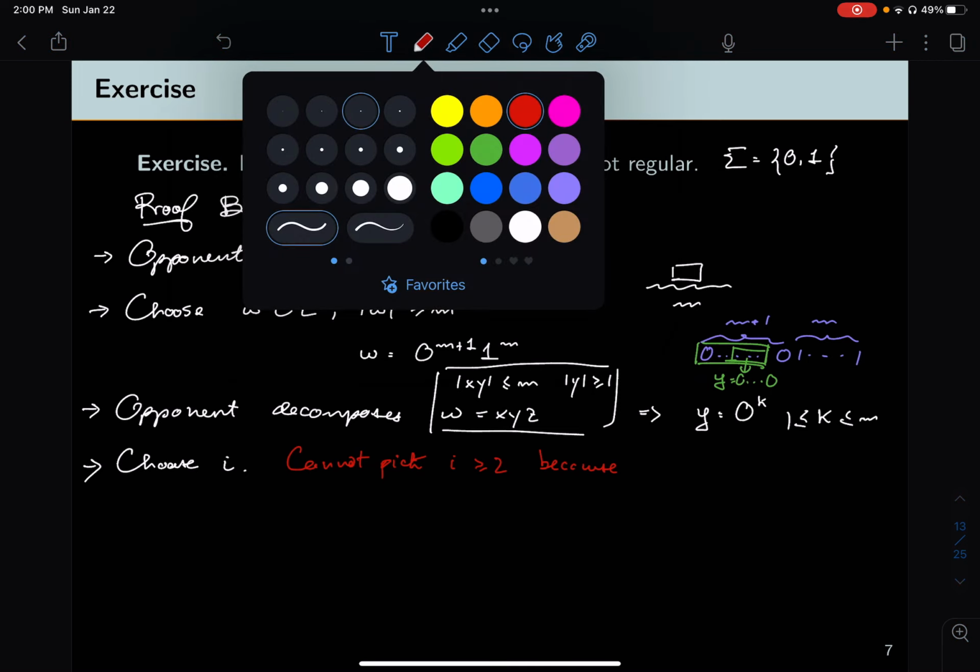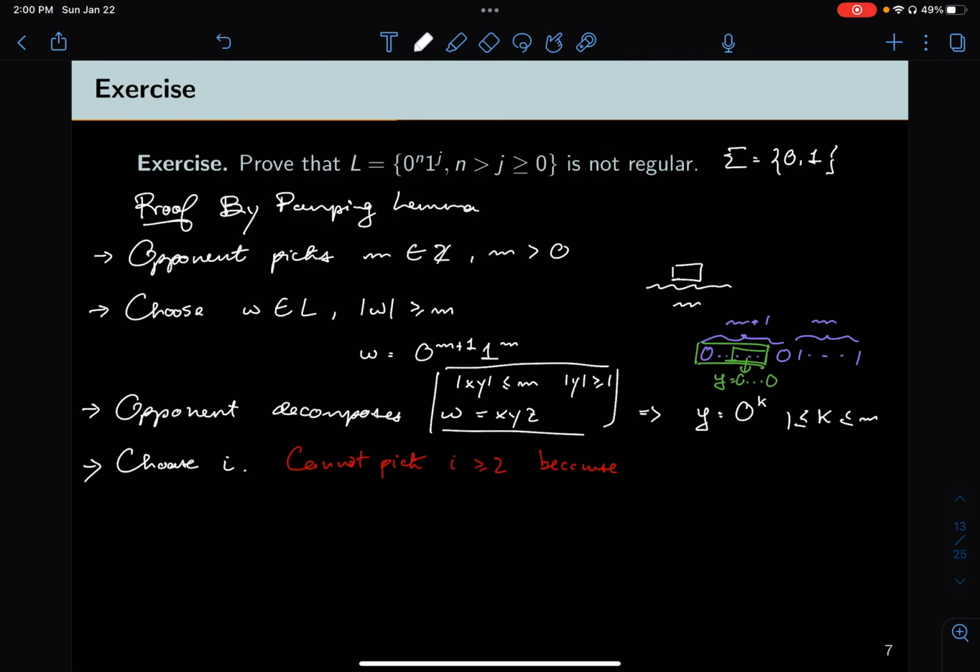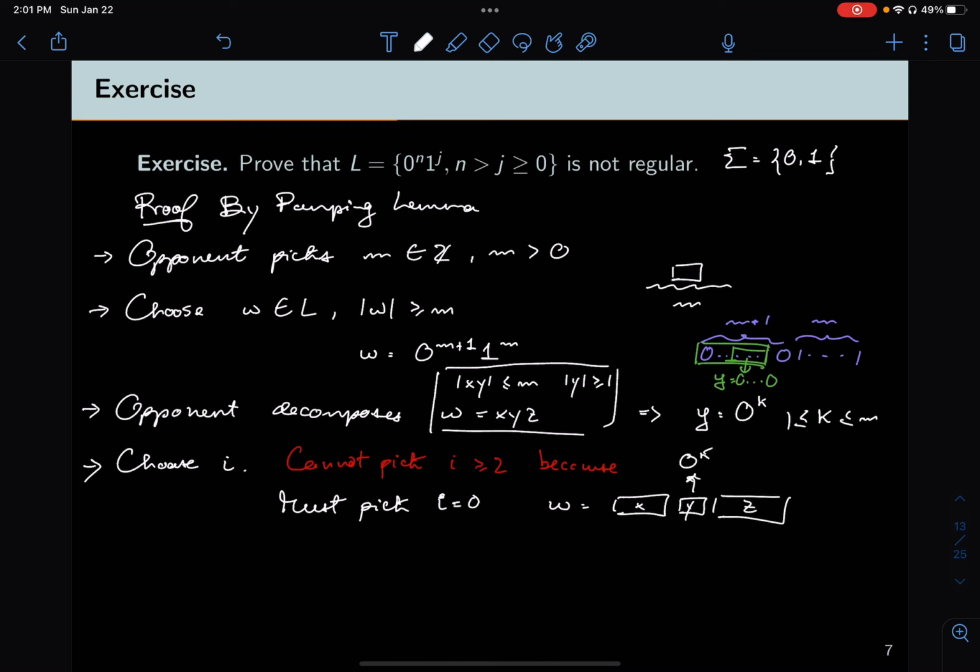And so what that tells us is that the only way to pump in this case is that you must pick i equal to 0. So in other words, if you have w, which is x, y, and z, where y is k zeros, then what you need to do is compute w0. w0 is x y^0 z, which is just x, empty string, z, which is just xz.